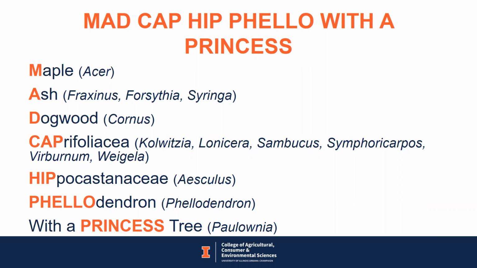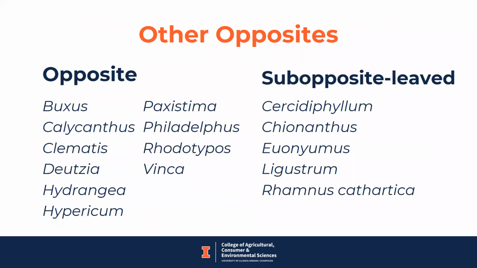So that was just an expansion of that mnemonic device to include a larger grouping and help the students remember which ones are opposite. That didn't include them all. There's still some others out there that we would encounter. So for example, boxwoods or clematis, hydrangeas, those would all fall under opposite. And then we have a few other sub-opposite plants listed as well.